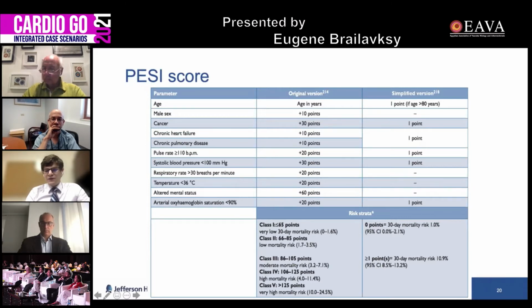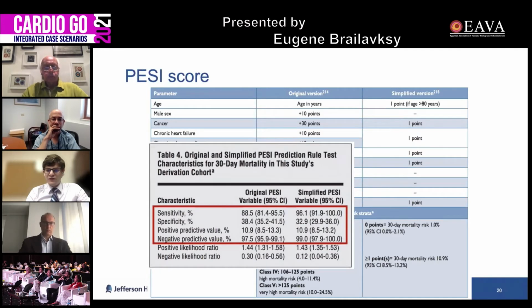But really, the strength of the score is to identify low-risk patients. When they looked at the validation cohort, you can see here the sensitivity of the score is very, very high. The simplified version is 96%, and the negative predictive value is over 99%, meaning that if a patient is low risk based on the score, the patient is low risk.